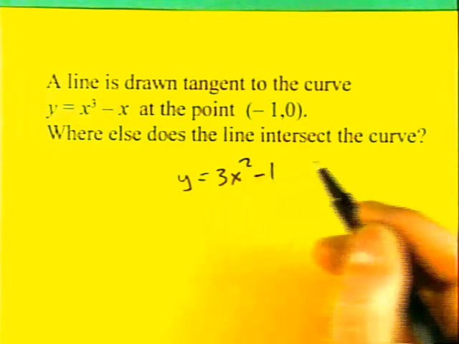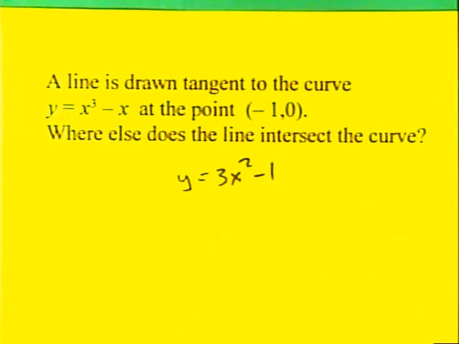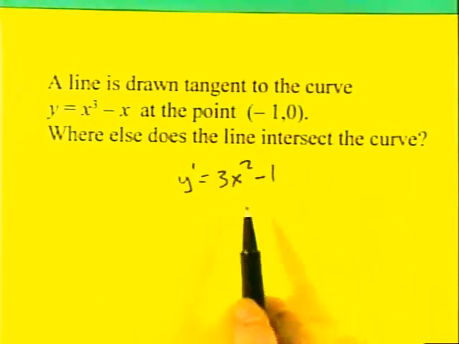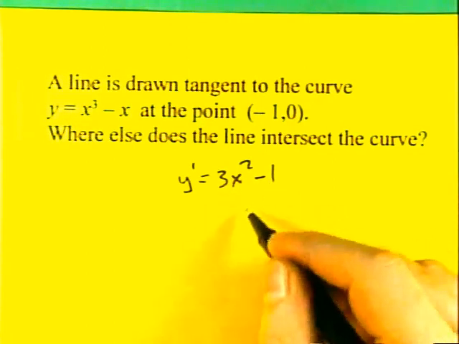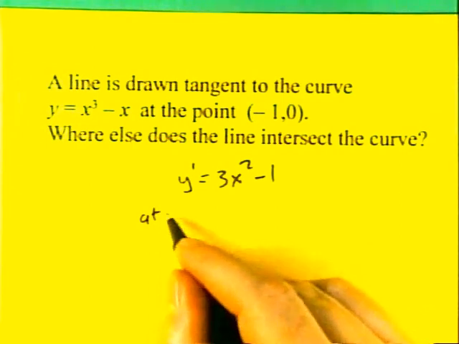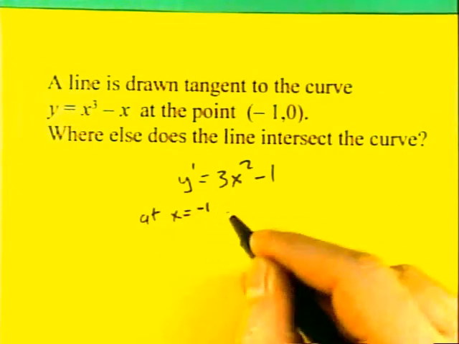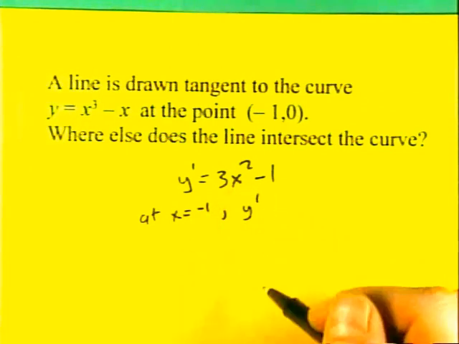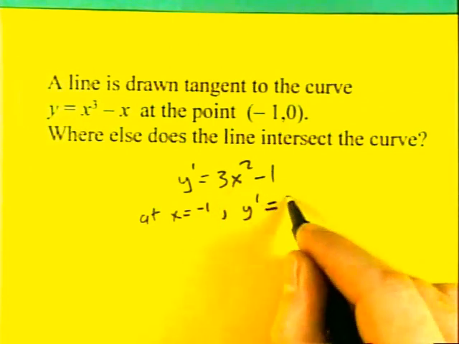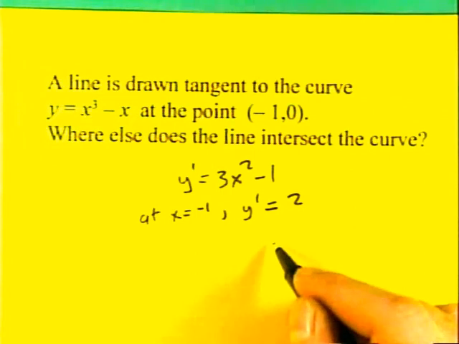Wait, slow down. I'm getting confused. Okay, so the derivative is this. So at x equals -1, what's the derivative? -4. Okay, you sure it's -4? Oh, no, it's not. It's 2. So we got the slope is 2.